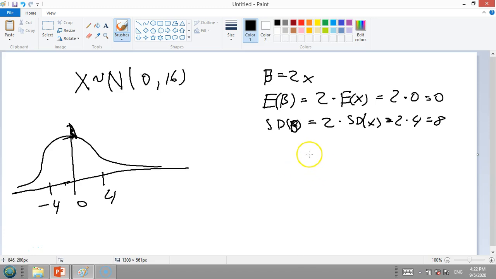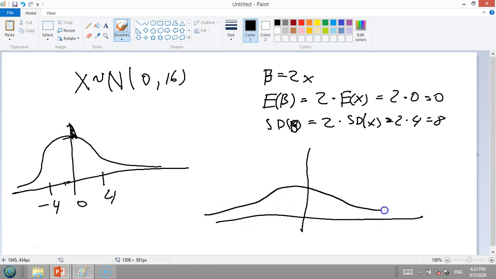So the whole idea, everything is going to become more spread out and just flatter like this. And now here I'm going to have -8 to 8 like this. So this B is now going to be a normal with a mean of 0 again. The center is going to be 0, and the variance is going to be 8 squared, or 64. Like this.